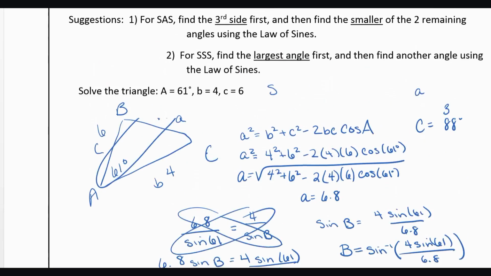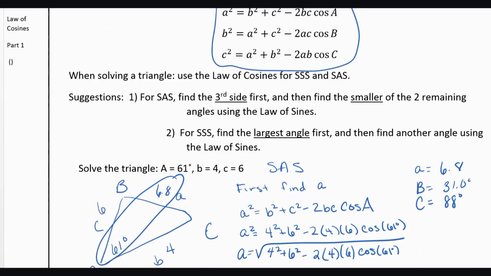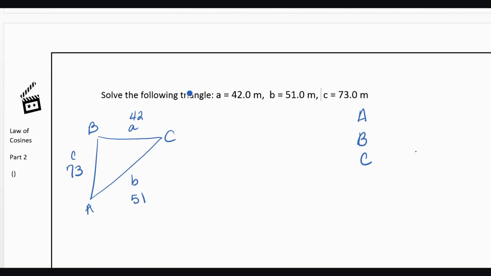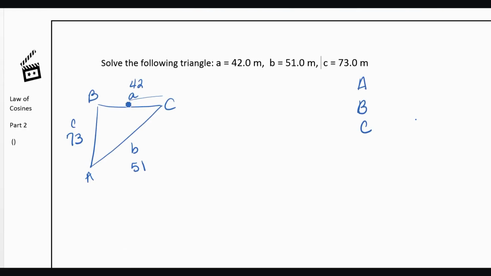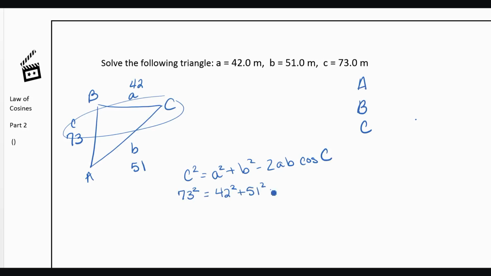And the advice we got in the last video was to find the largest angle first. So our largest angle here would be angle C, the one across from the biggest side. So we're going to set up the law of cosines that says c squared equals a squared plus b squared minus 2ab cosine of c. So we'll have 73 squared equals 42 squared plus 51 squared minus 2 times 42 times 51 cosine of c.